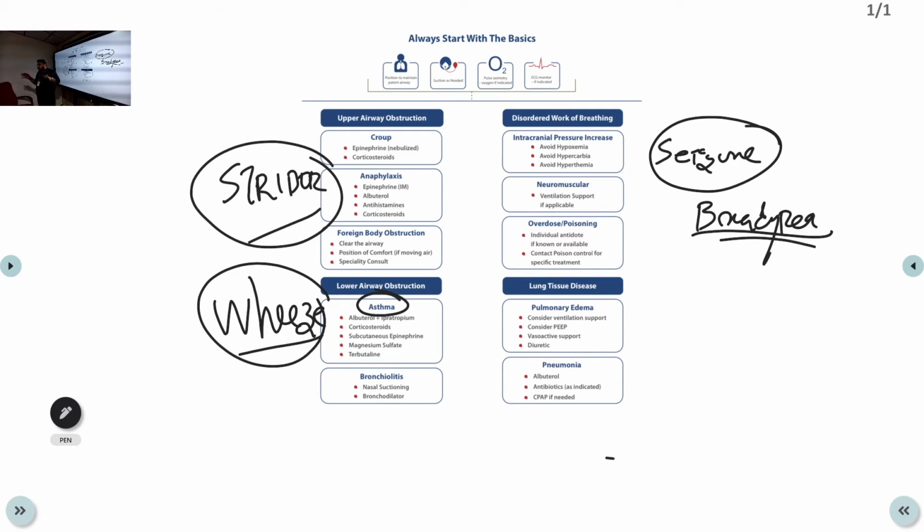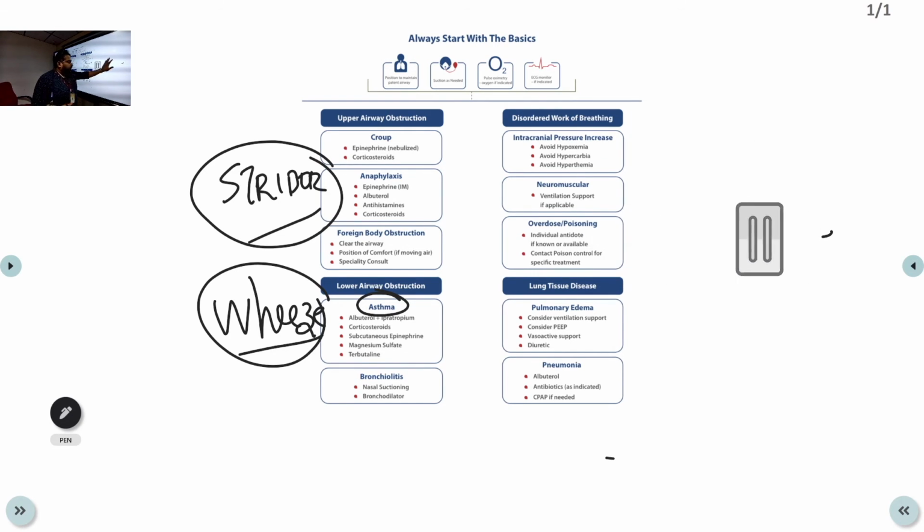So the disordered work of breathing is what you can see in raised ICP. One is raised ICP, the second one, as I told, is neuromuscular issues. And you can have poisonings. There can be certain poisoning. The child may have accidentally ingested some drug like opioids, such as morphine, or a codeine syrup that was available previously, accidental ingestion. So toxicology-related issues also can present with disordered work of breathing. So that is what you need to remember.